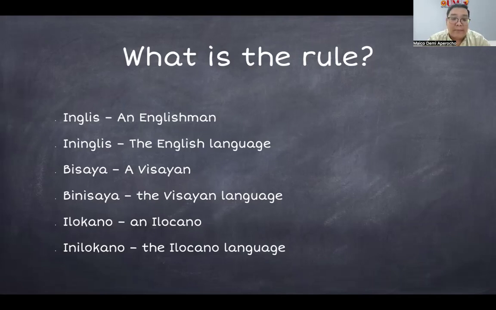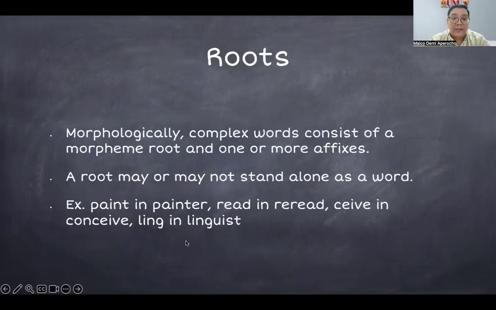It's the same when we say Bisaya. We're talking about a person, a Bisayan, or a Cebuano maybe. And then we have Binisaya, which is the Visayan language. So when you hear the word Binisaya, we're talking about the language being spoken. Ilocano, we're talking about a person, an Ilocano. But if you hear the word Inilocano, we're talking about the Ilocano language, or the language spoken by an Ilocano. So affixations matter so much in word formation because definitely they change meanings.